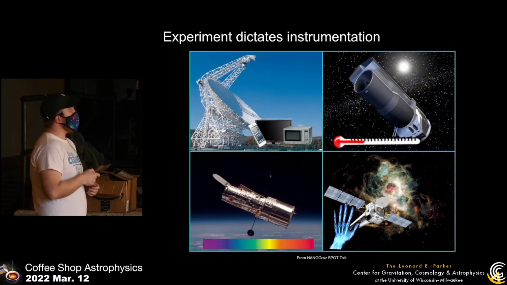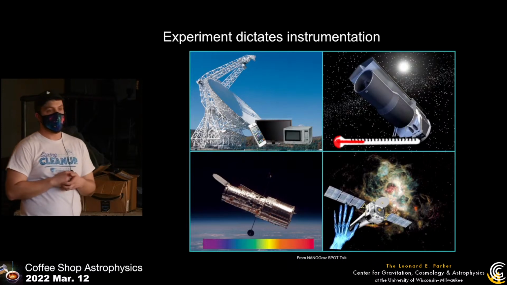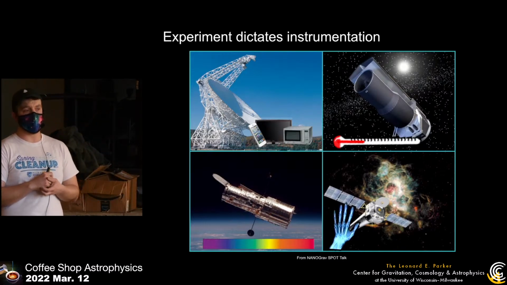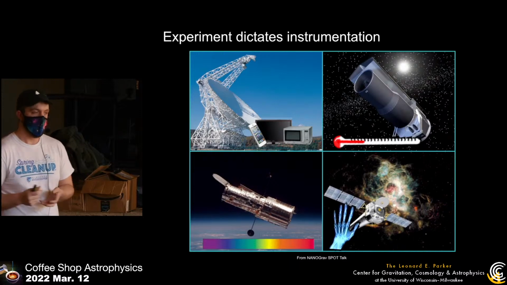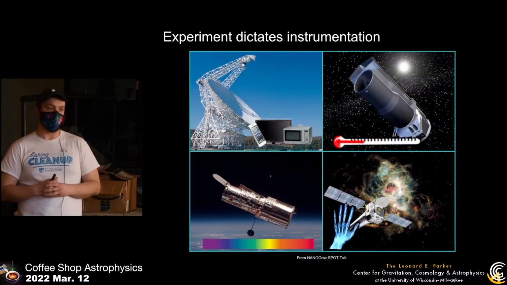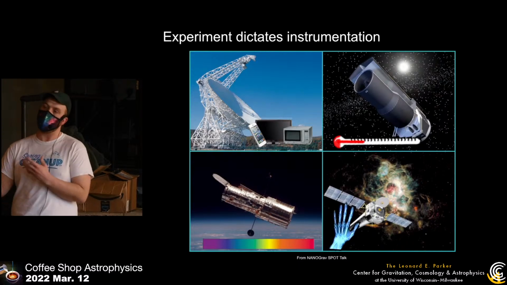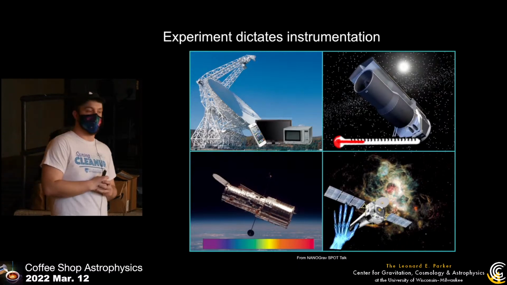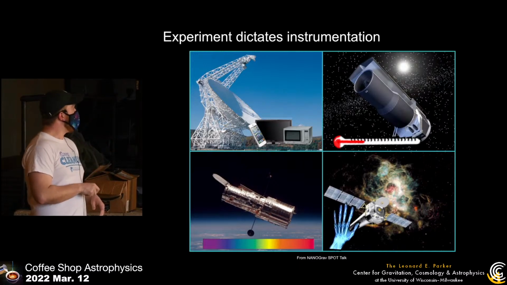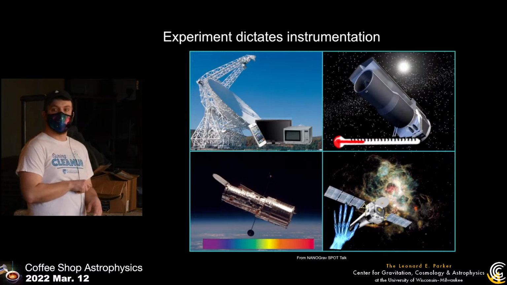On the upper right, we have the Spitzer telescope. So this is in space and observes light in the infrared. So infrared gives us information about temperature of objects. So we can look with Spitzer if we're interested in seeing how temperature might change in different places of the universe.